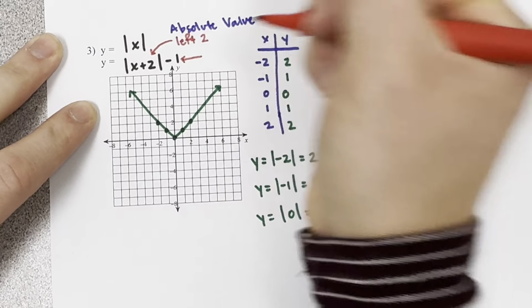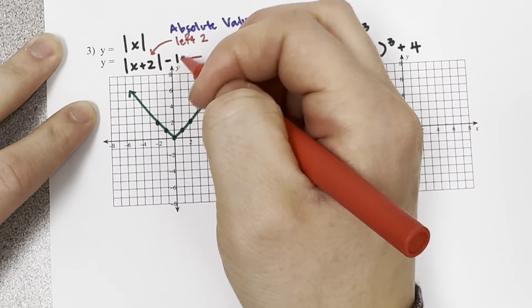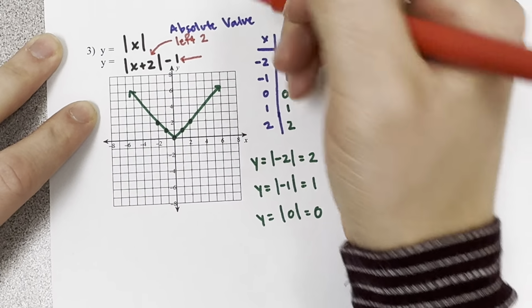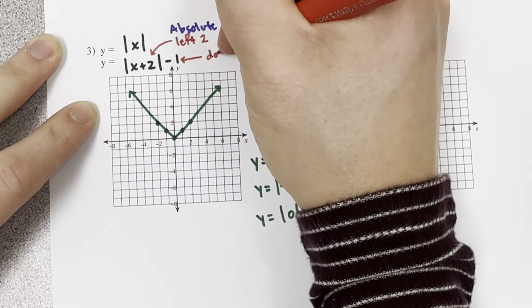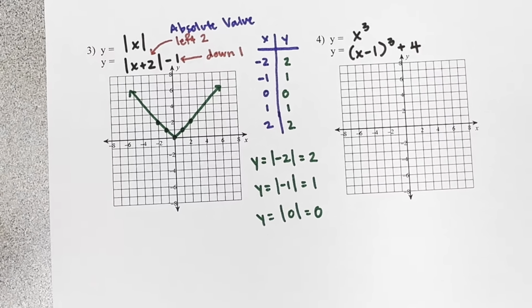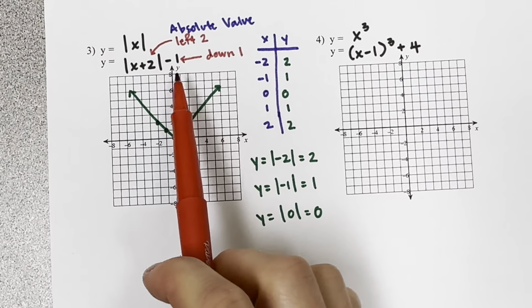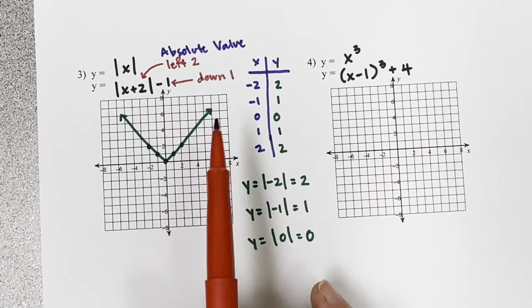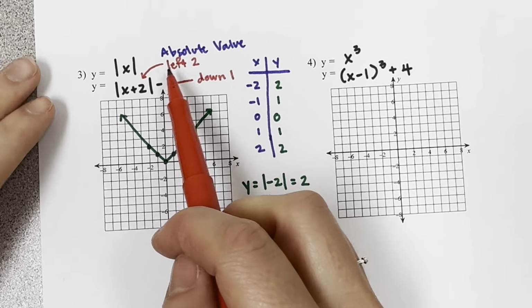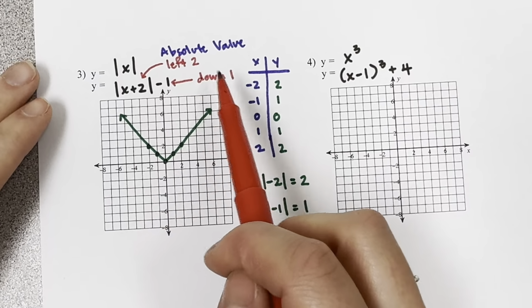And this is our new transformation this time, on the outside. -1 means up or down. Straight up, negative means down 1. So this time we have 2 transformations. That means we're going to have to take each one of these points that we already graphed and move them to the left 2 and down 1.